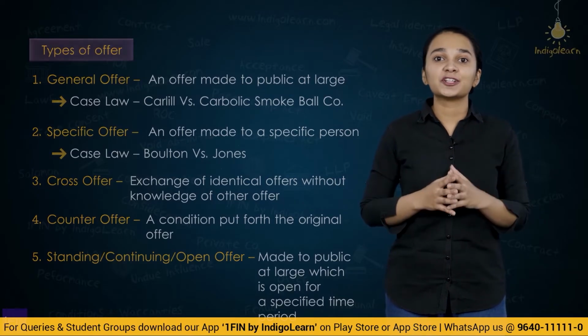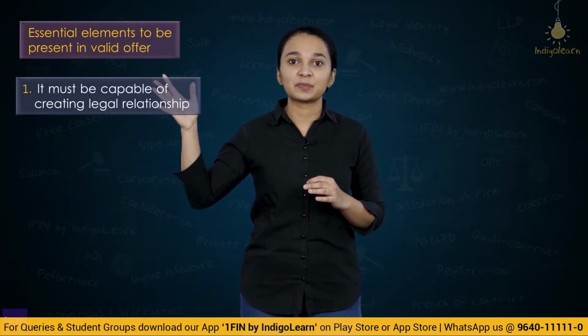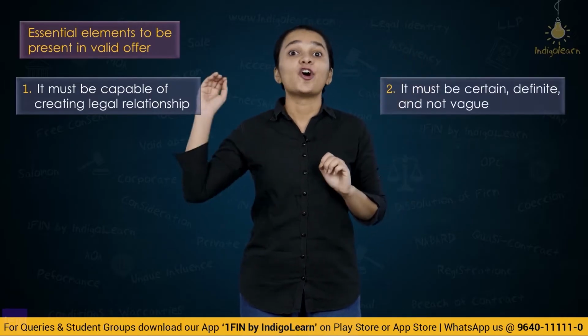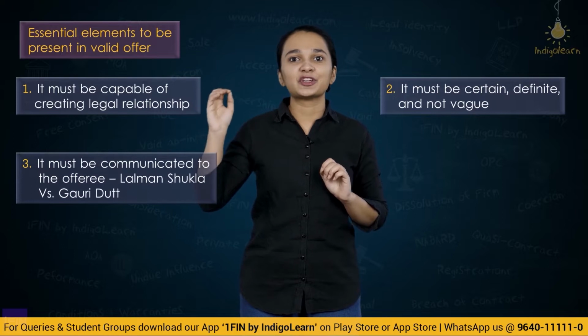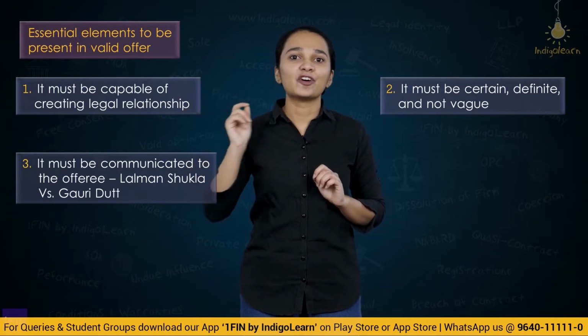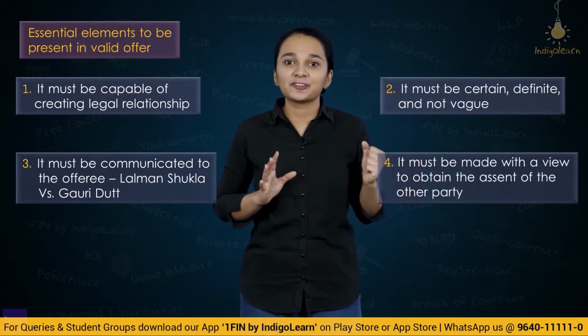After this, we have also understood what are the essential elements to be present in a valid offer. So offer must be capable of creating legal relationship. The terms in the offer must be certain, definite and not vague. Offer must be communicated to the offeree, and the case law here was Lalman Shukla versus Gauri Dutt. The offer must be made with an intention to obtain the assent of the parties.